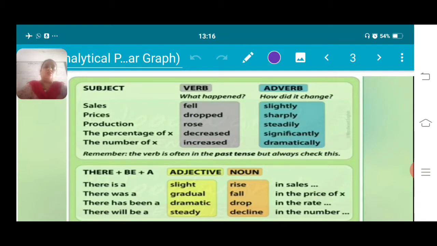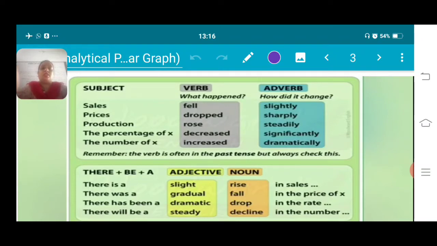When it is increasing, was it a slight change, or a sharp change, or a rapid change, what was that? So for that you have to use the adverbs with that, and these are given in the blue box, like slightly, sharply, steadily, significantly, dramatically. Once again you can take a screenshot of the last picture, shown with the arrows and all that, where you can get it more clearly.